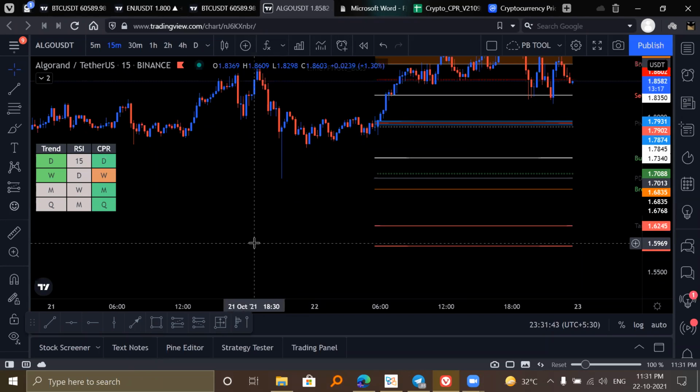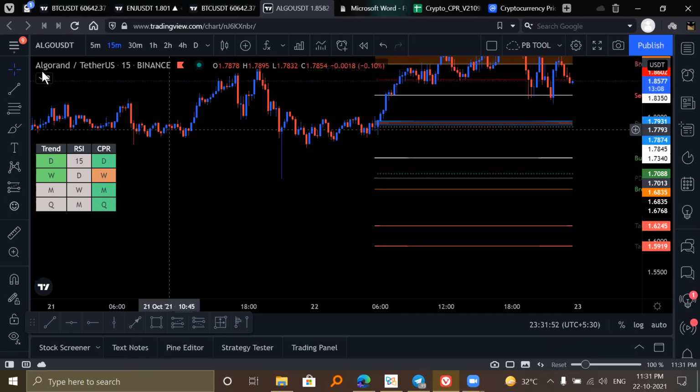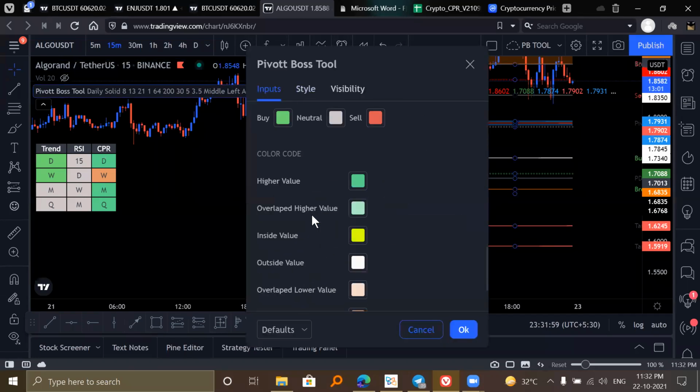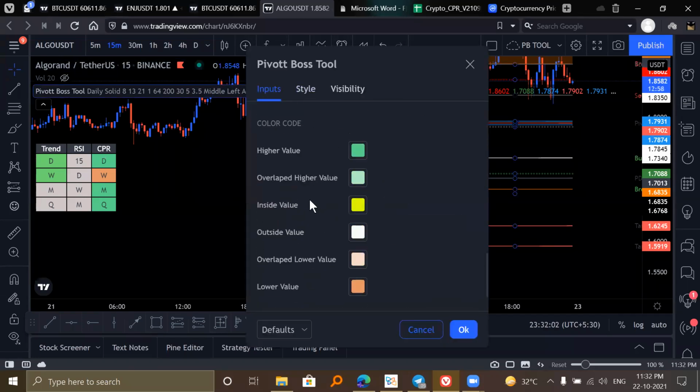RSI is nothing but your oversold and overbought values. And the CPR is your relationships. You can show the 6 relationships in the settings column of this indicator. You can also customize the colors according to yourself. Yeah, that's every one of the 6 indicators. Right, guys? So that's done from my side.